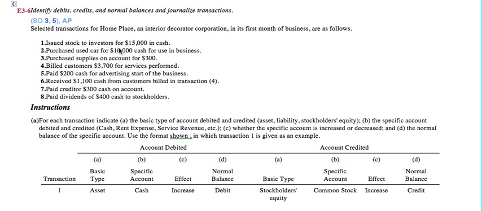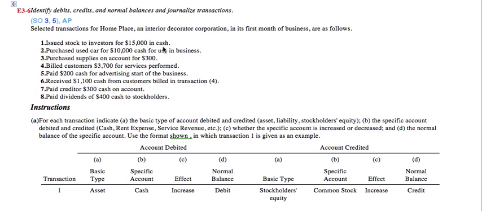Number 1, issued stock to investors for $15,000 in cash. Remember that we're going to concentrate on the accounting equation, assets equal liabilities plus owner's equity, and the fact that we have T accounts with debits and credits. Remember, the left side is always debit and the right side is always credit. Assets are listed on the left, so an asset's normal balance will be on the left, which is a debit. Stockholders' equity and liabilities are on the right side of the equation. The right side of a T account is a credit, so the normal balance for liabilities and stockholders' equity is a credit.